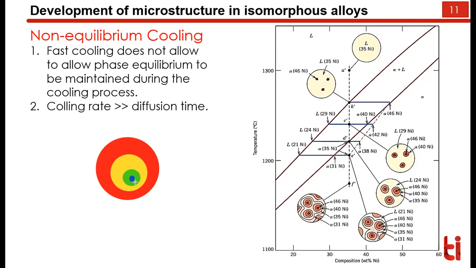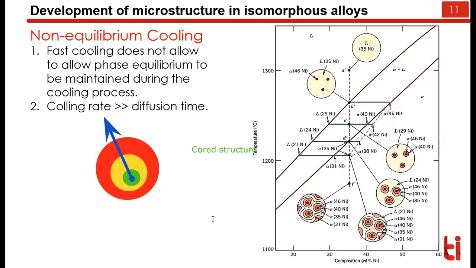So what I am seeing here is heterogeneity in the alpha grains. This heterogeneity represents that the composition from center to periphery is not the same, like in the equilibrium case where it is the same. In the non-equilibrium case, we are not getting the same composition. So the inner part will be rich in nickel, and as you go away from the inner part towards the periphery, the nickel composition decreases. So this structure we call a cored structure. So this is forming a cored structure.